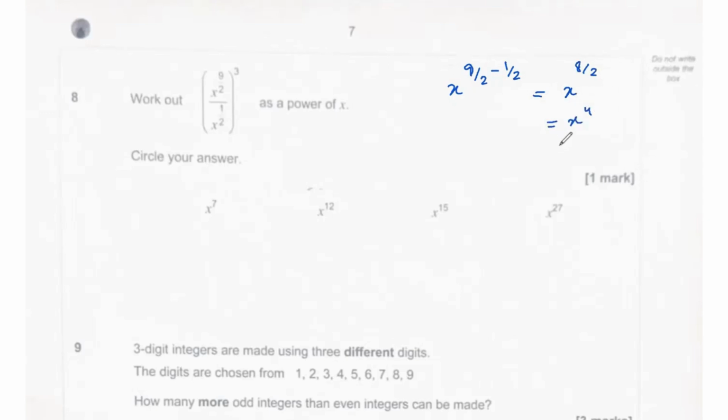Now we cube this, x to the power 4, whole power 3. Whenever there is a power outside the bracket, we multiply the powers. So that's x to the power of 12. So this is how you solve this question. For this, you need to remember your rules of indices. Whenever similar bases are being divided, we subtract the powers. If they're being multiplied, we add the powers. And if there's a power inside the bracket and outside the bracket, you multiply those powers.